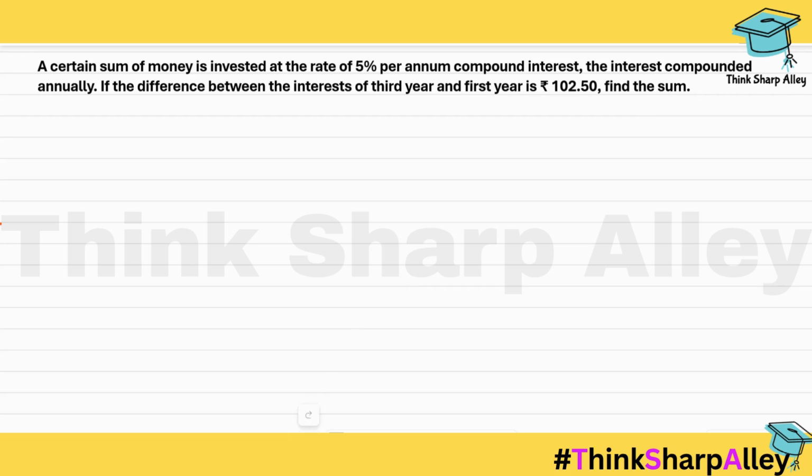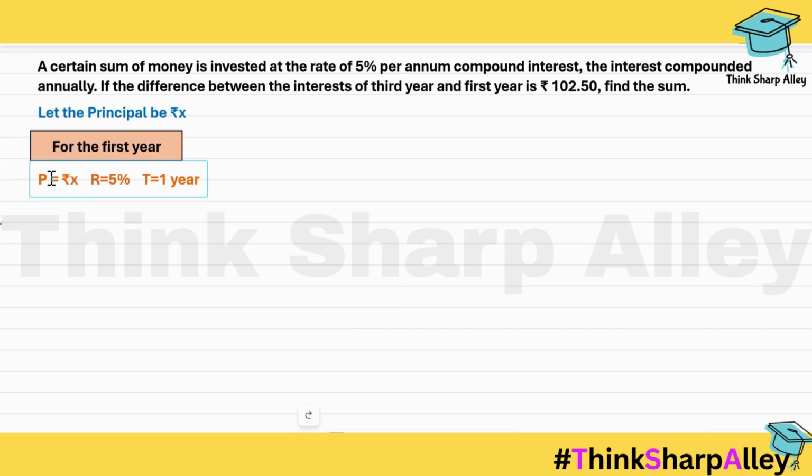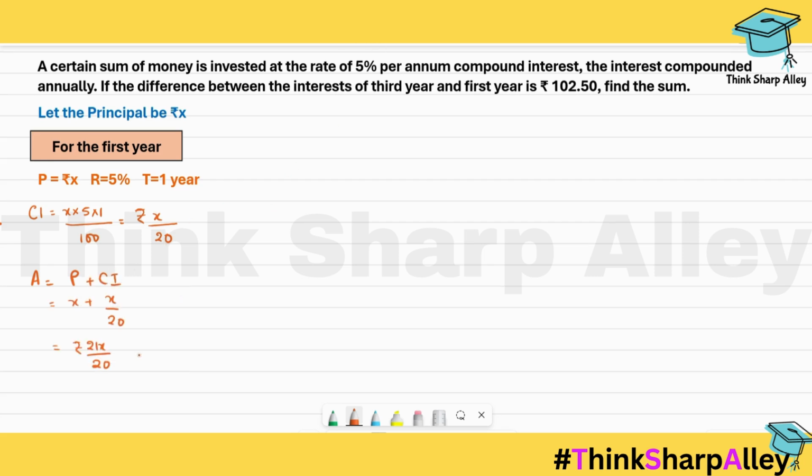So first of all, we'll take the principal to be x. And for the first year, we have principal as x, rate as 5%, time as 1 year. So we will calculate CI, which is principal into rate into time by 100, and that gives me upon cancellation x by 20. Now we will calculate the amount at the end of first year, which is first year's principal x plus CI, that is x by 20, which is rupees 21x by 20.